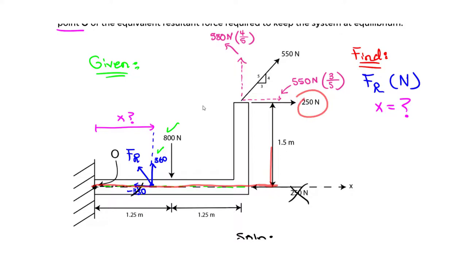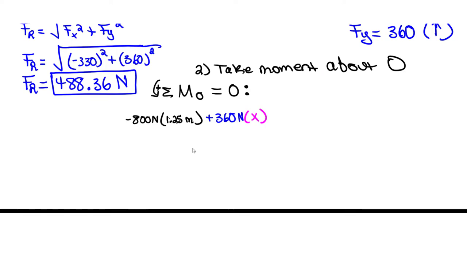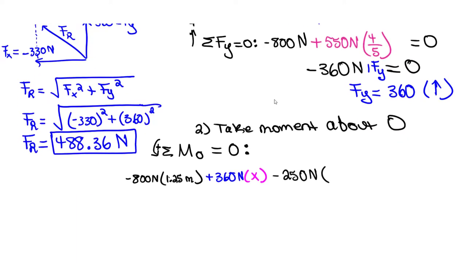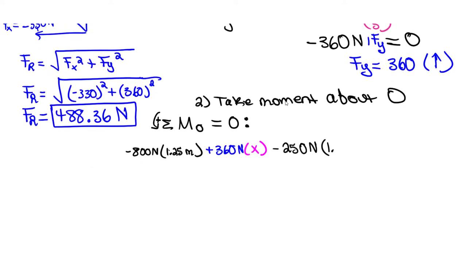So it's going to be the 250 times 1.5, which is the perpendicular distance. But don't forget, it's negative because it causes a rotation that's going to be clockwise. So it's going to be negative 250 newtons, and you multiply that by that perpendicular distance, which is the 1.5 meters. So we're almost done.